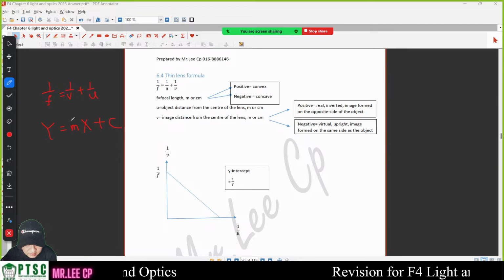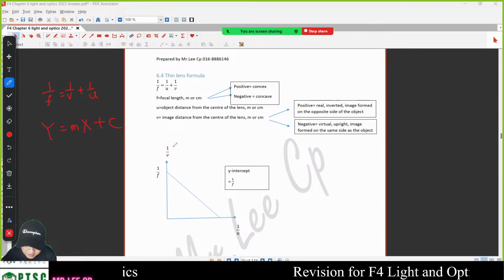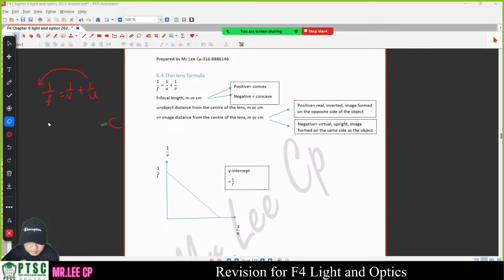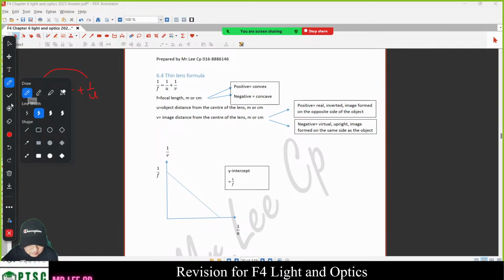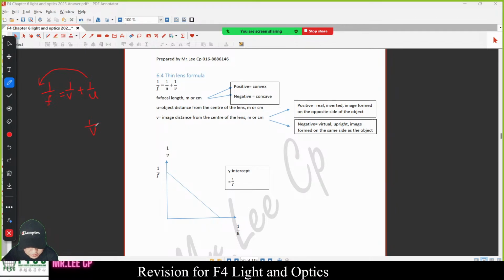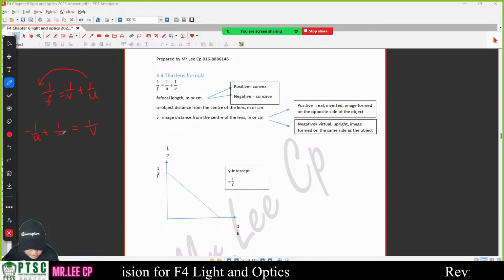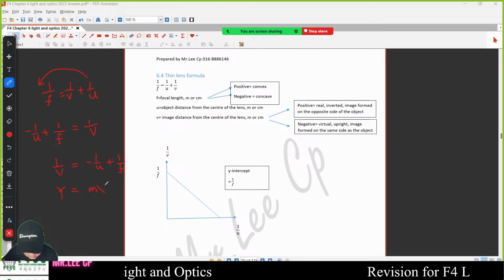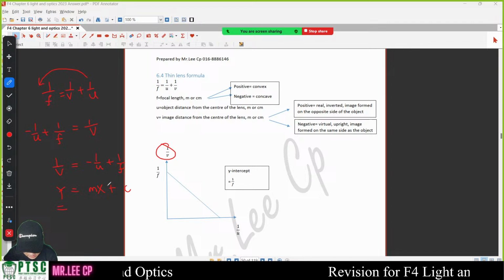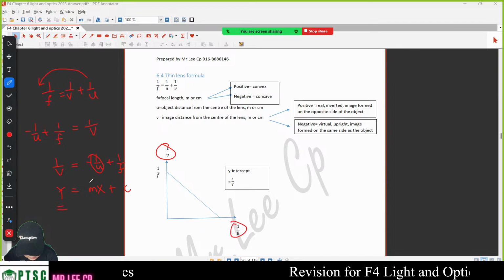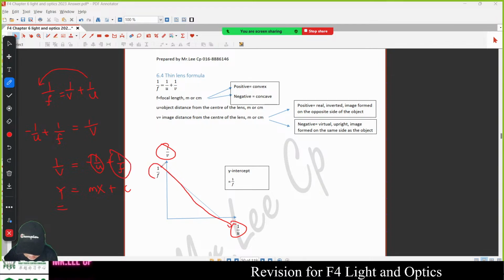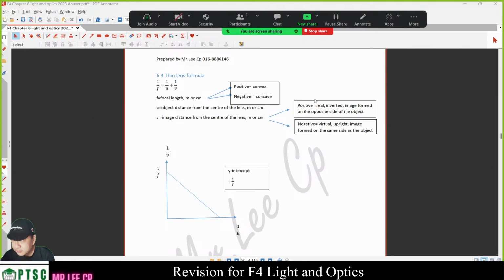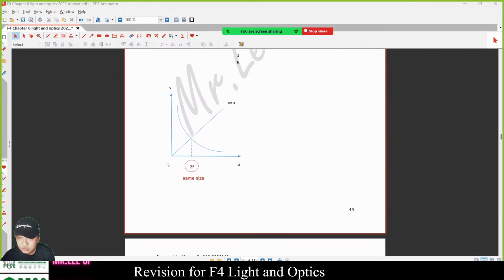If you plot this one, y is equal to mx plus c. 1 over v is your y-axis, so I move this one to here. So what we have is 1 over v is equal to negative 1 over u plus 1 over f. I rewrite. So y is equal to mx plus c: y is 1 over v, x is 1 over u, m is negative, and c is 1 over f. If you draw the v versus u, you get this kind of graph.